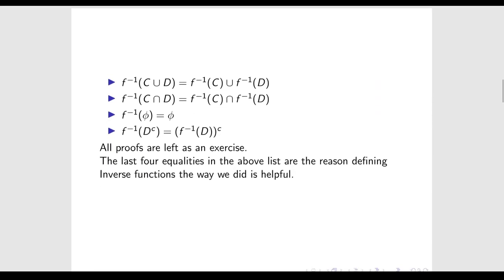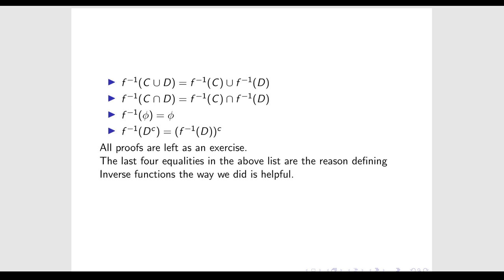Now, after having looked at f operating on subsets of X, let's look at f inverse, which operates on subsets of Y. F inverse of C union D is equal to f inverse C union f inverse D. This is true for any function.